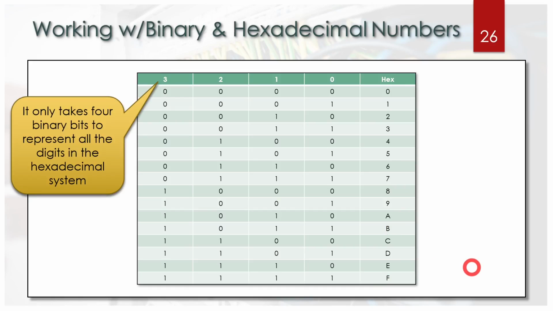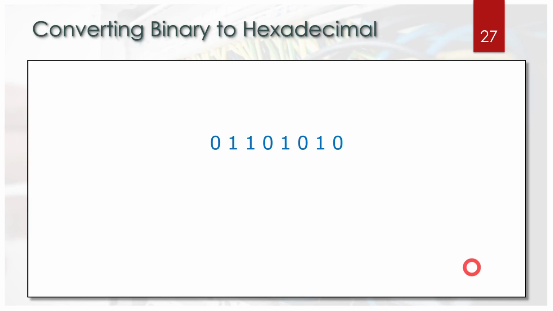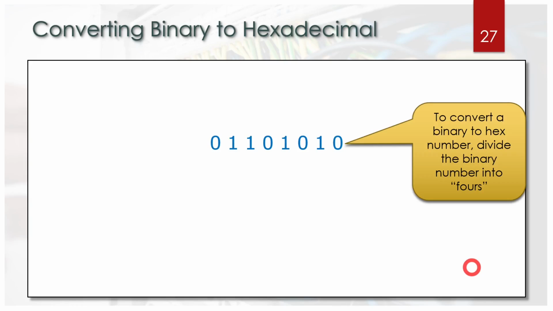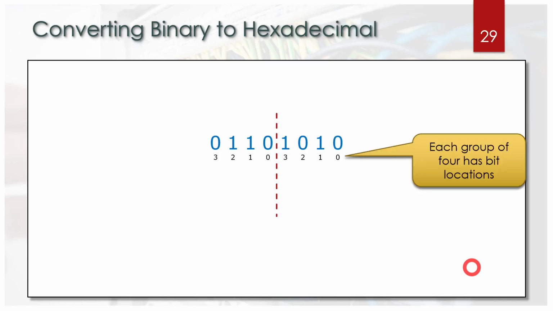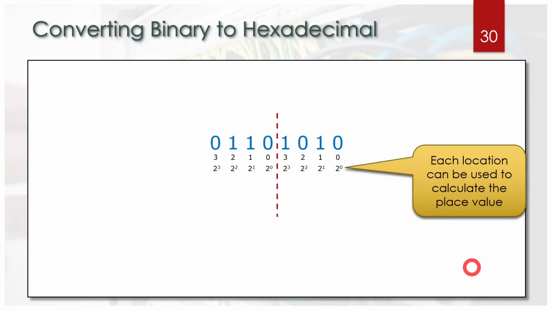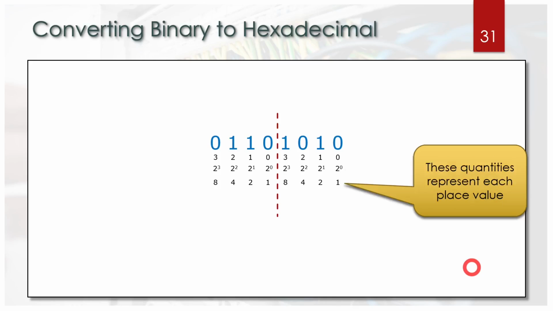So we know now that we only need 4 bits to represent any quantity that we have within the hexadecimal number system. So if we have a binary number, all we need to do is divide it up into 4s and then convert those into their individual digits. So I'm going to just draw a line right here in half, and I am going to assign place identifiers to each one of those positions, and then we want to go to the base 2, so we're going to raise that base 2 to those place identifier powers, and we're going to get those specific quantities, 1, 2, 4, and 8.